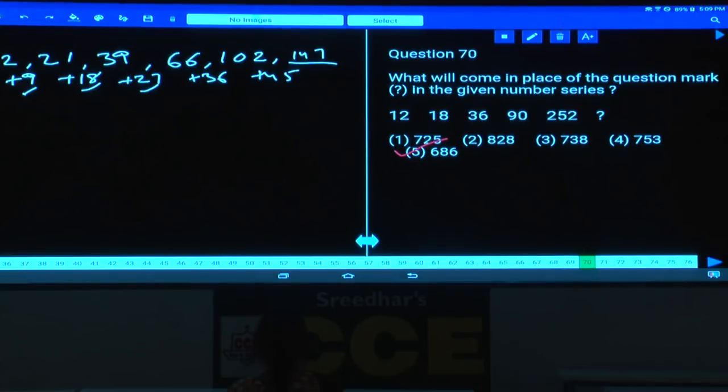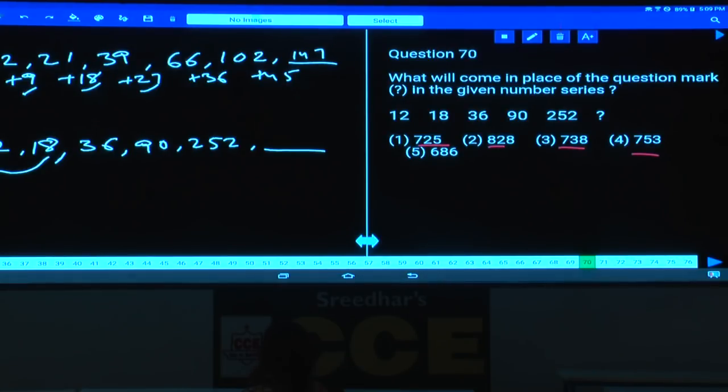Then question number 70. Now in this question number 70: 12, 18, 36, 90, 252. Then what should be the next one? Now if you observe these numbers, and the choices 725, 800, 700 and so on, as the numbers are increasing at a very fast rate, it must be under product or combination.